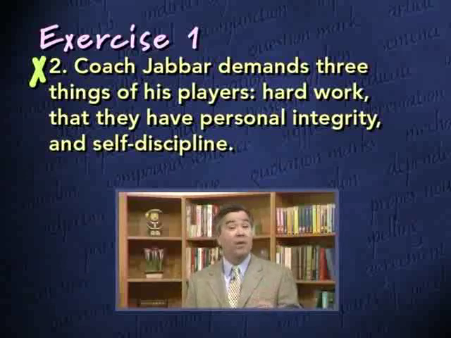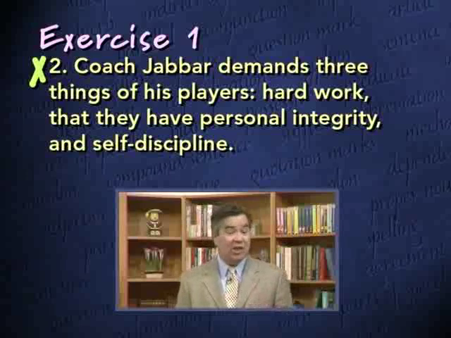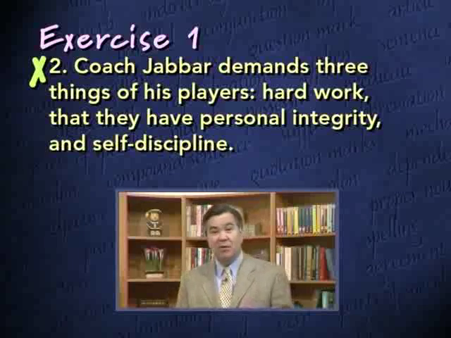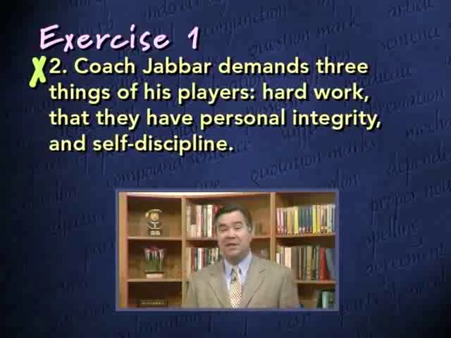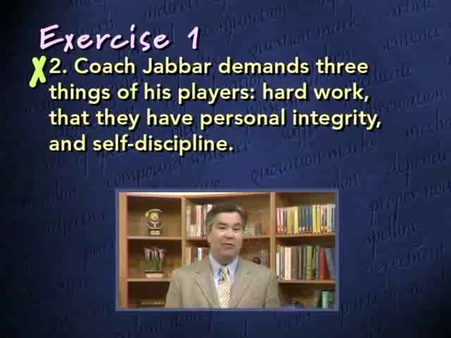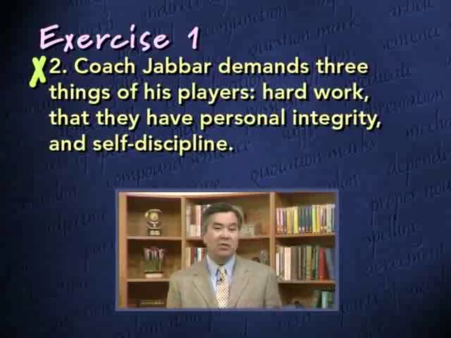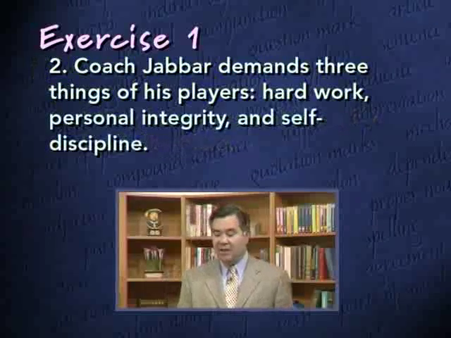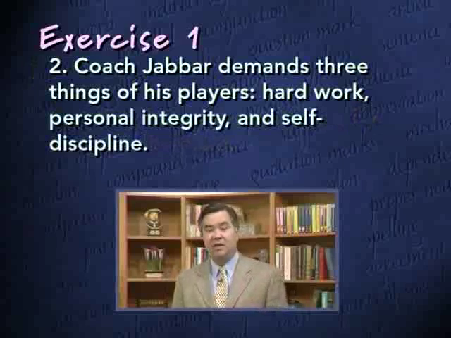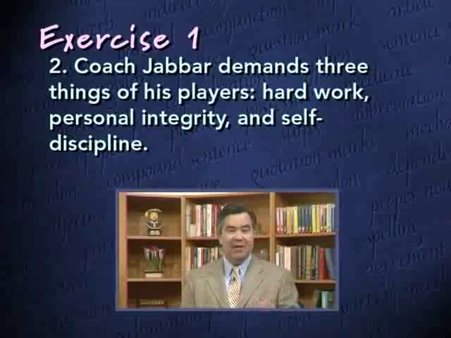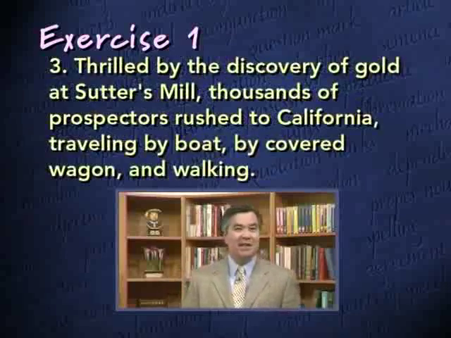If we want to make all 3 items grammatically parallel, we'd like to change that second item so that it matches the first and the third items. And actually, that's easy to do. Remember, the first and third items in this list both consist of an adjective followed by a noun. We can easily change the second item into that same form, adjective followed by noun, simply by using the words personal integrity. So the corrected sentence would read, Coach Jabbar demands 3 things of his players: hard work, personal integrity, and self-discipline. Doesn't the sentence sound much crisper and more forceful when it follows the rule of parallelism? I think so. Let's look at the next example.